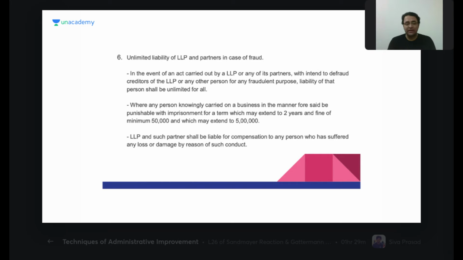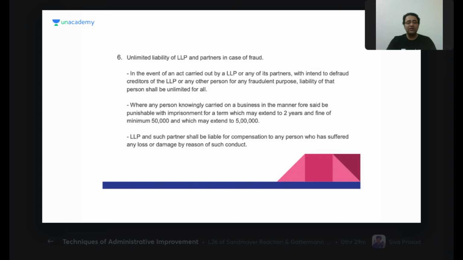Where any person knowingly carries on a business in such a manner, they shall be punishable with imprisonment for a term which may extend to 2 years and a fine of a minimum of rupees 50,000, which may extend to 5 lakhs. So again, if a person carries on any fraud with any outsider or anything of the LLP, then he shall be personally liable. In addition, if he is prosecuted, he could be punishable with imprisonment which may extend to 2 years and a minimum fine of 50,000 which could extend to 5 lakhs.